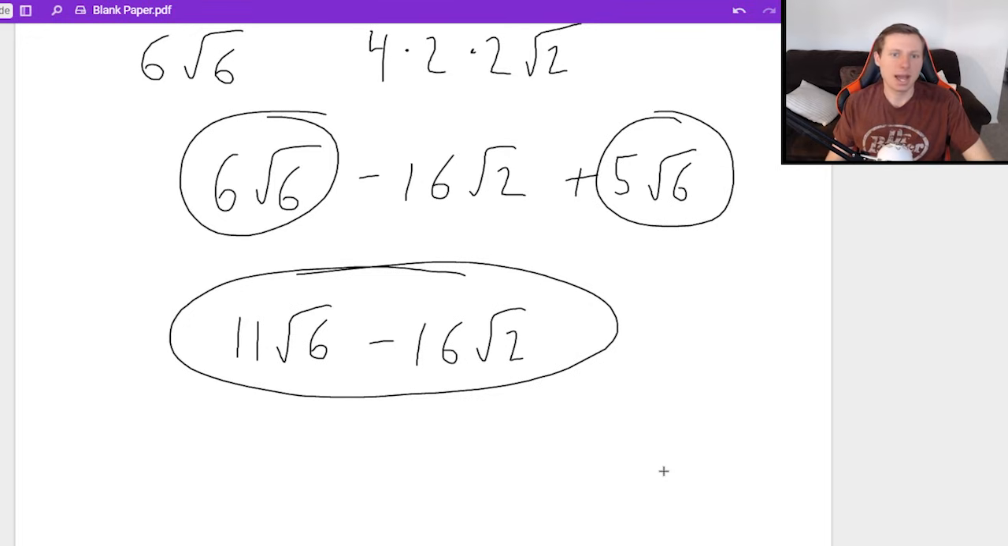So that's how we add and subtract square roots. Again, the square root has to be the same, and when it is the same, you just add and subtract the coefficients like that.